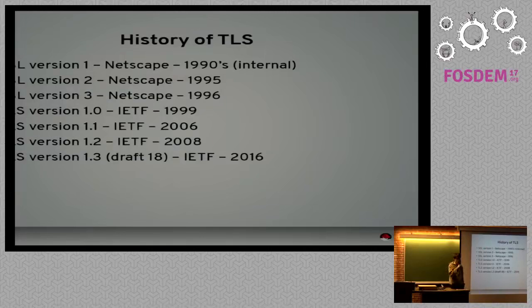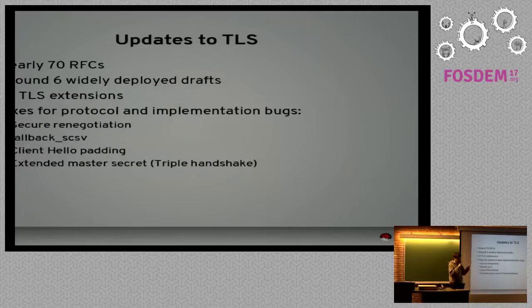Currently, we are pushing nearly 20 years of age. If we are looking at the actual on the wire data, TLS version 1.2 is very similar to SSL version 3, so over 20 years now. Over those years, we had a lot of changes. Nearly 70 RFCs were published that either extend, update, or deprecate functionality in SSL or TLS. We have also 6 widely deployed drafts that weren't actually standardized, accepted by the Internet Engineering Task Force.